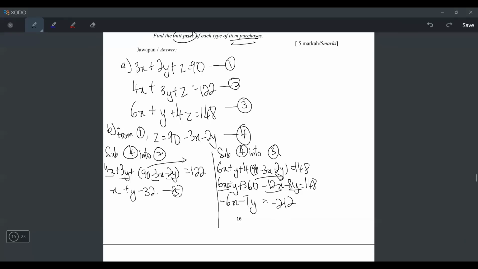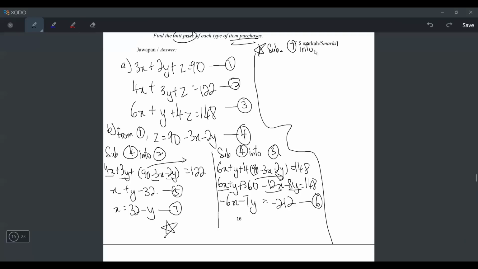And now I can call this equation 6, and I can do substitution method again. How to do substitution method again? Just try to do here and make the x single ataupun y single. Let's make x single, 32 minus y. Call this equation 7, and then ganti the 7 into 6. Okay, let's write here. Okay, I'll continue here. I'll put a star here, and then I continue here. I will write substitute 7 into 6.